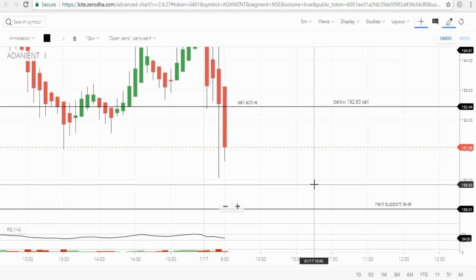This is the opening support and resistance breakout strategy. You can check it with any other stocks.